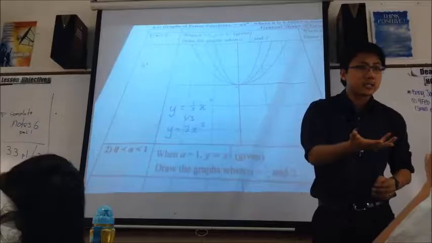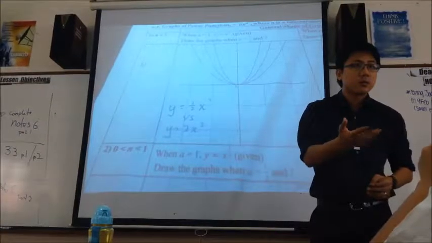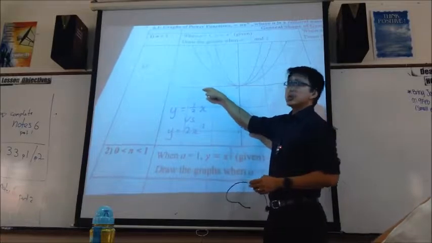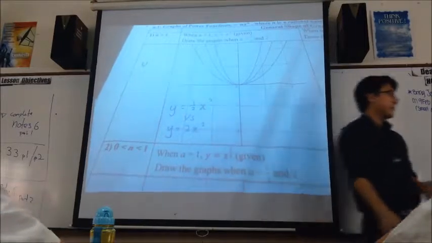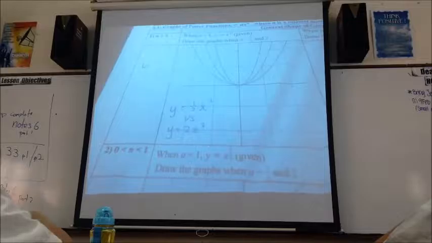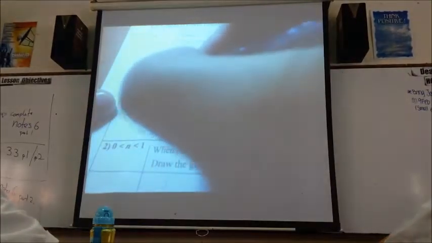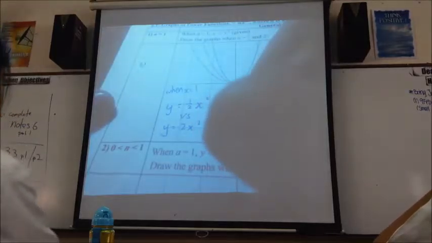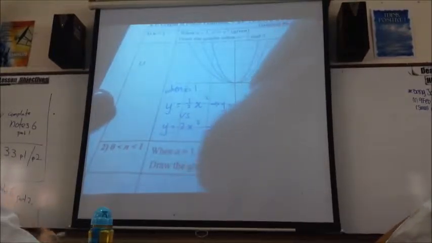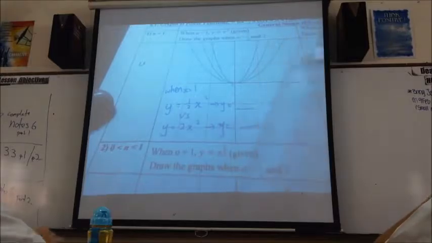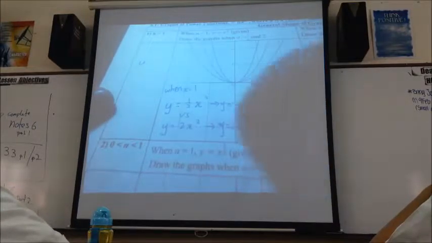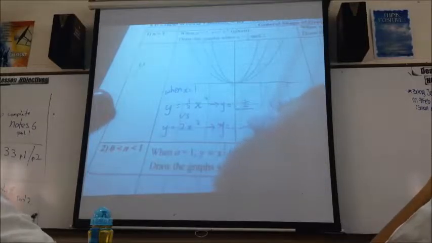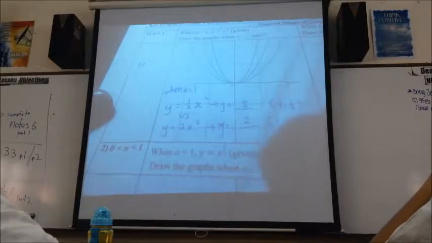You can use point testing. What do I mean? When x equals to 1. You try. When x equals to 1, can you tell me y equals to what value? The first one is half, which means you have 1 half. This is equal to 2, that means you have 1, 2.